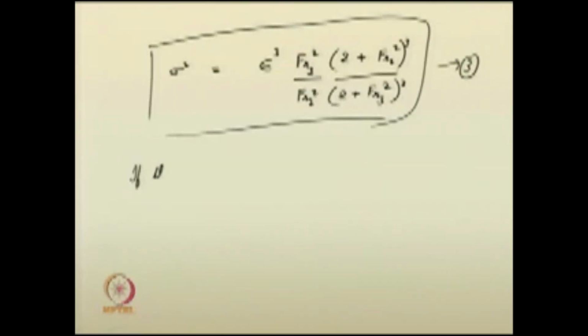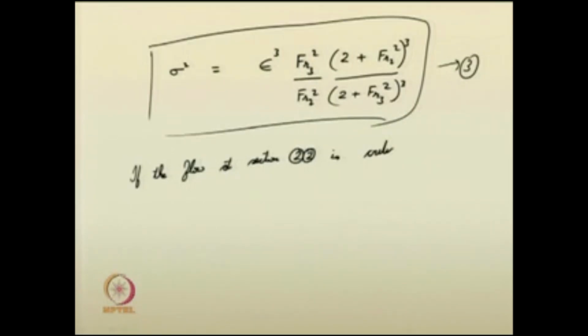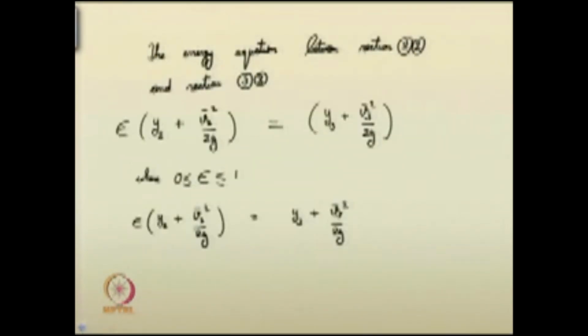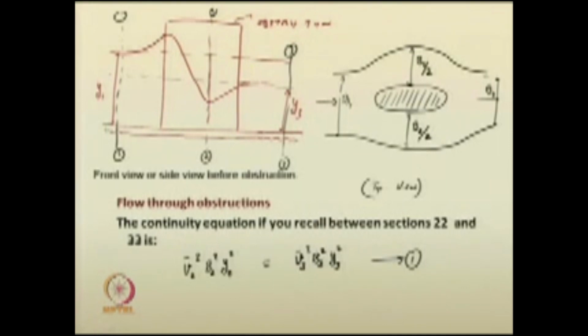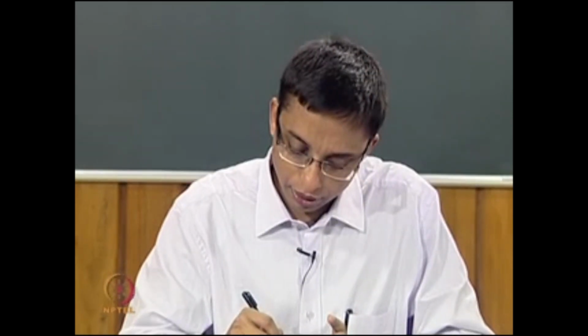So, if the flow at section 2, that is at the obstruction, is critical. We are assuming that subcritical flow is coming into the obstruction here. The flow in the upstream section is subcritical, and we do not know what type of flow is in the obstruction, and at the downstream condition also. So, let us assume that the incoming flow is subcritical.